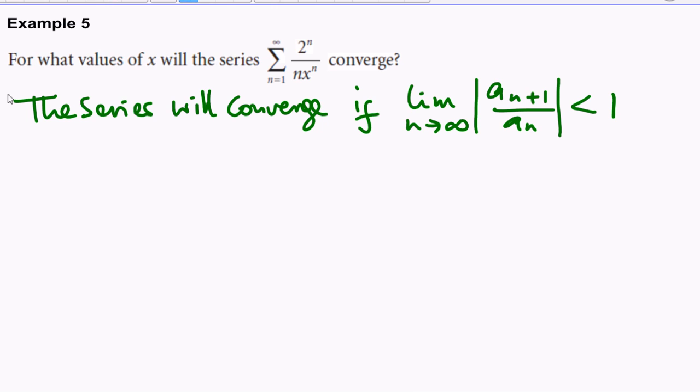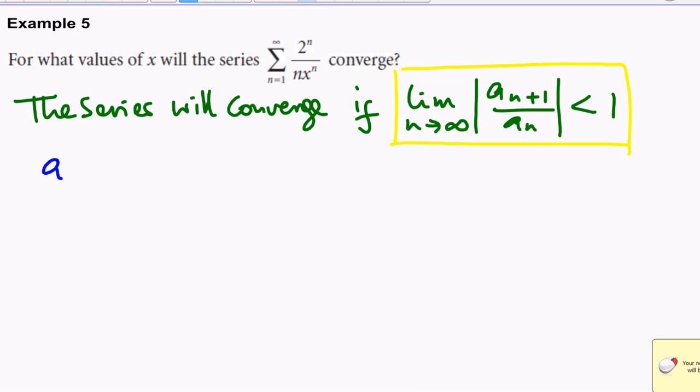So all that we need to do is find the expression for this bit. We need to focus on this bit. Then we can find what values of x will make this series converge. Now let me start from what you know.